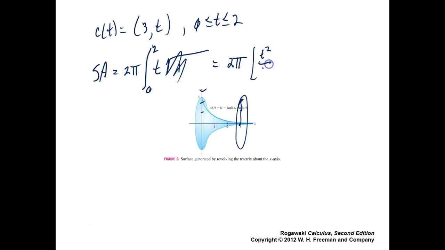T squared over 2, evaluated from 0 to 2, and that would be 2 pi times 4 divided by 2, which is 2 minus 0, 4 pi. And that's exactly what they get. Now, what's that? Since you're going from 0 to 2, your radius is 2, and it's a circle, so you multiply 2 pi times 2.